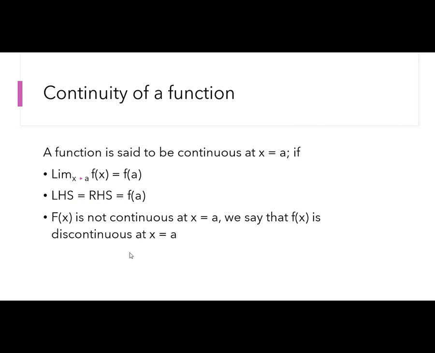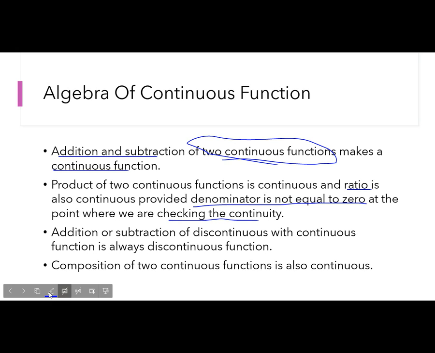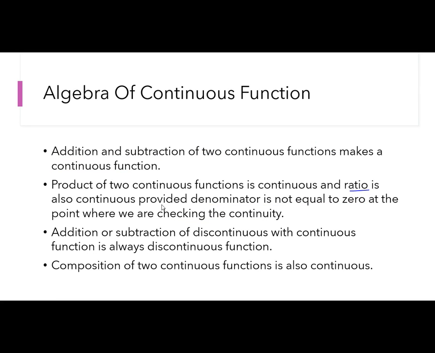So let's go to the next slide. Algebra of continuous functions. Addition and subtraction of two continuous functions makes a continuous function. If you add or subtract two continuous functions, it will provide us a continuous function. The product and ratio will also provide us with a continuous function, provided the denominator is not equal to zero at the point where we are checking the continuity. The product of two continuous functions will also give us a continuous function.